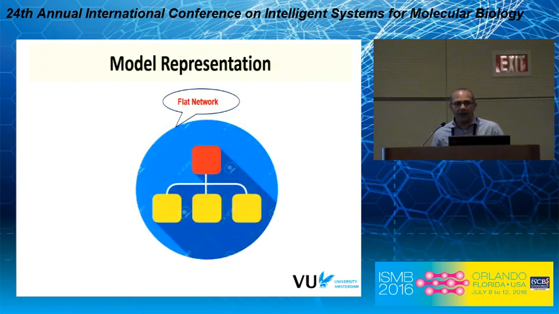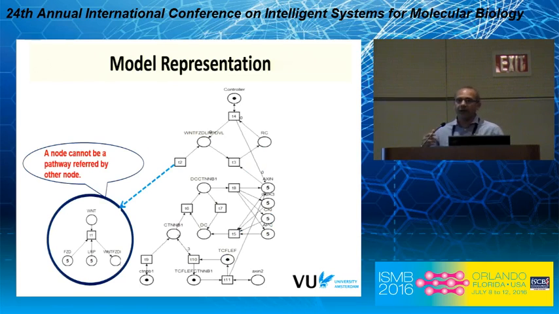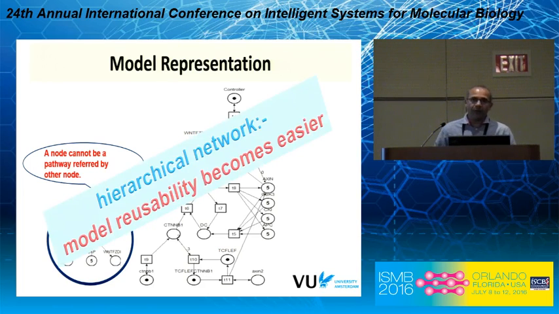Regarding model representation, again, it is not desirable to have a flat network structure. Why? Because in this case, it is not possible to define a node as a separate sub-pathway which can be referred from the main pathway. So we prefer to have a hierarchical network. Why? Because it is then possible to reuse and also integrate the models developed by other groups into your own model.